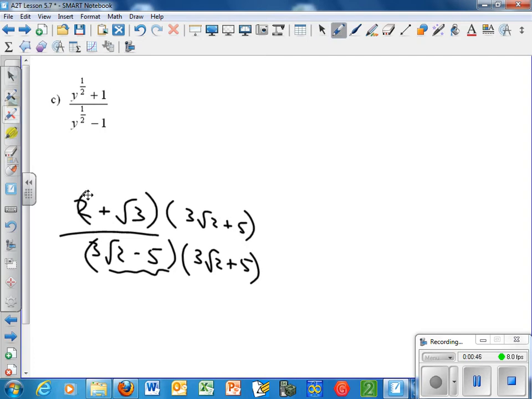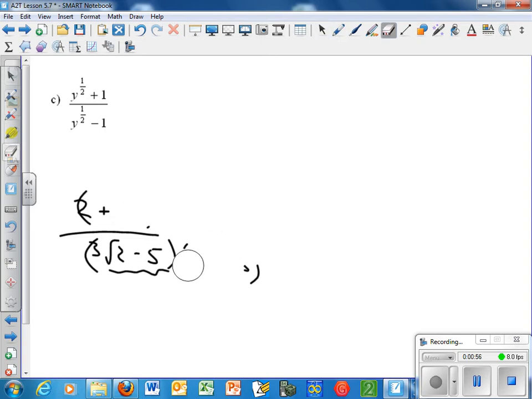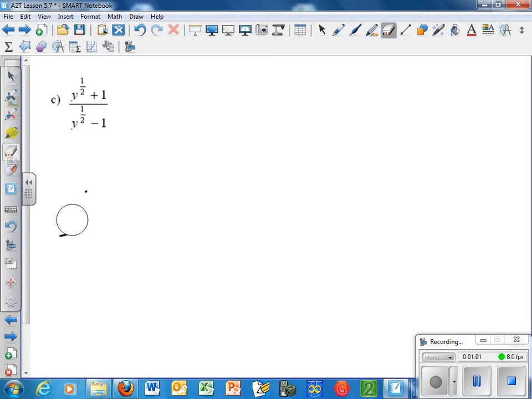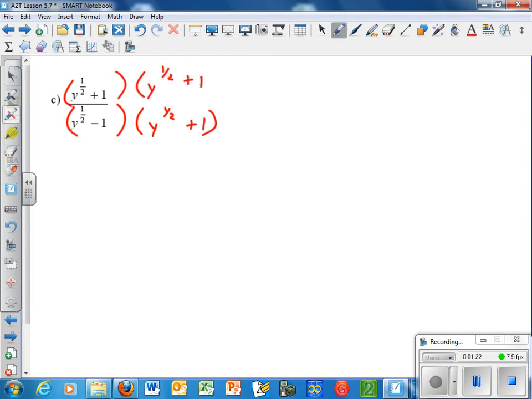Well, really, when you have these 1 half powers, that's like square root. So that's really what you need to do. On the bottom here, I need to multiply by the conjugate. So I'm going to take this off, but I just wanted to relate it to what we did in that 5-6 lesson. So I want to multiply by the conjugate on the bottom here. So the conjugate of this is y to the 1 half plus 1. So on the top, we're going to multiply by y to the 1 half plus 1.